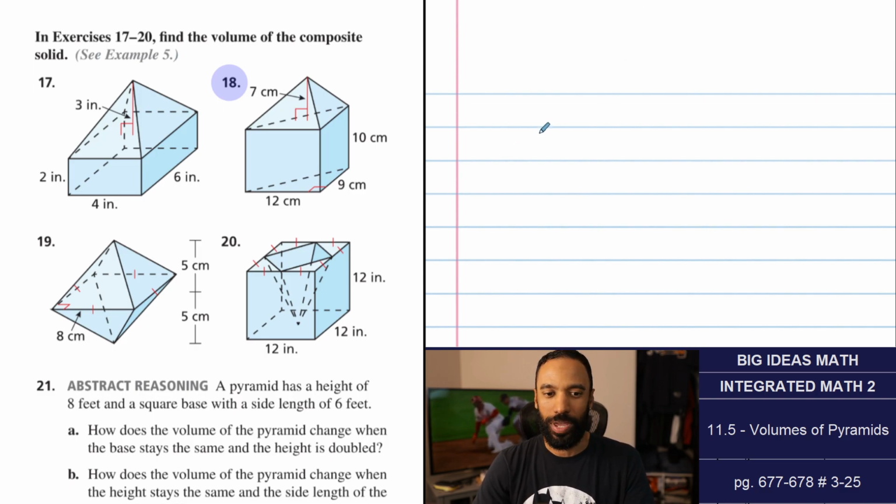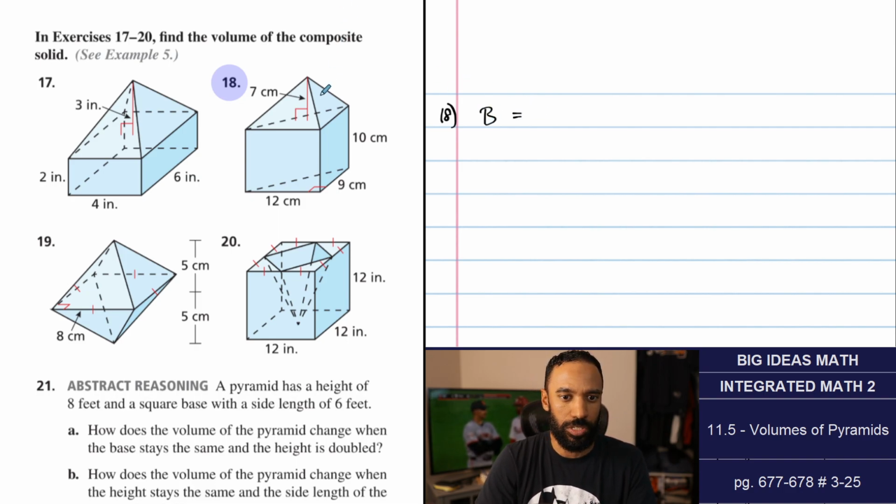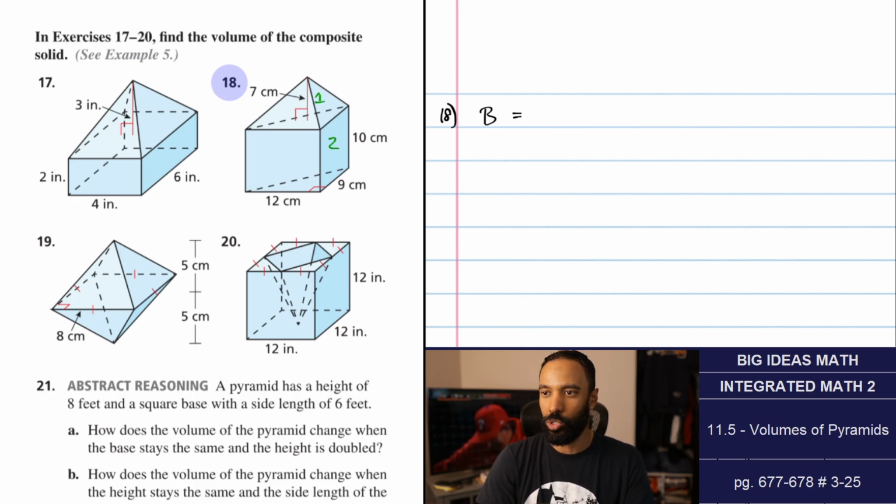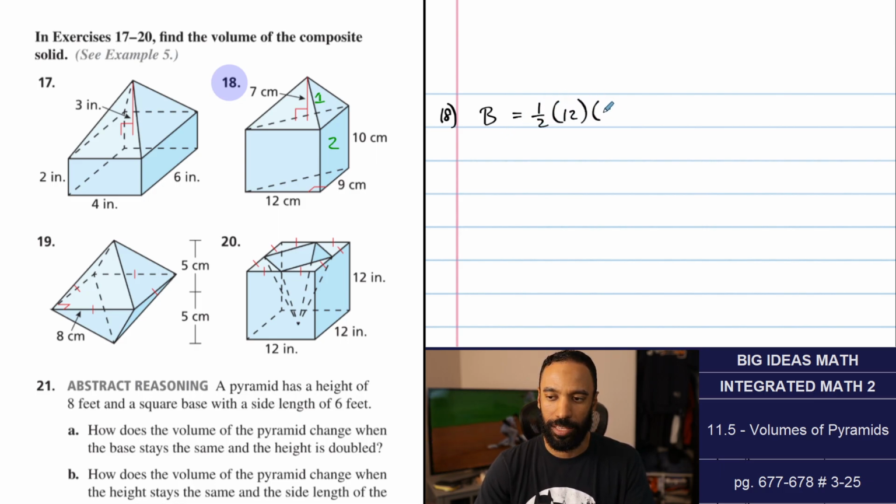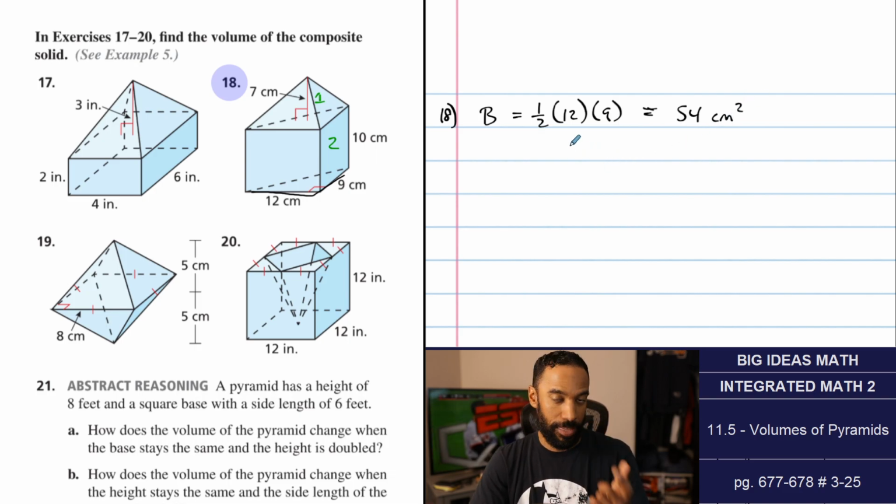All right, number 18, we have a triangular prism and a triangular pyramid. They both share the same area of base. Keep that in mind for number 18. So I'm going to start off with that area of base, figure 1 and figure 2. It is a right triangle base. They're being very nice with you on that. 1/2 base length times height, length of that bottom. Half of 12 is 6, and 6 times 9 is 54. So 54 square centimeters for area of base of either object.